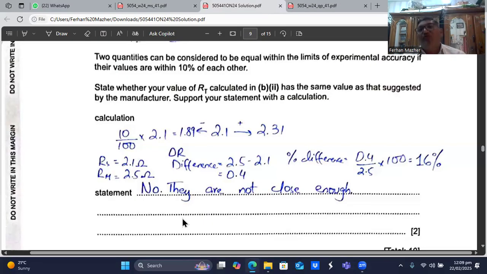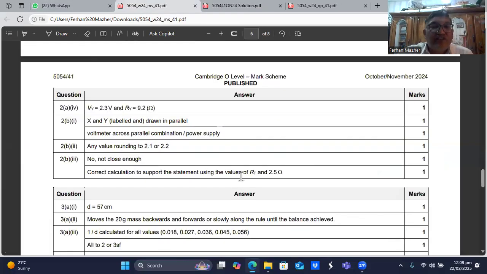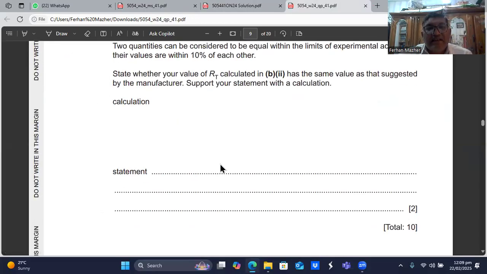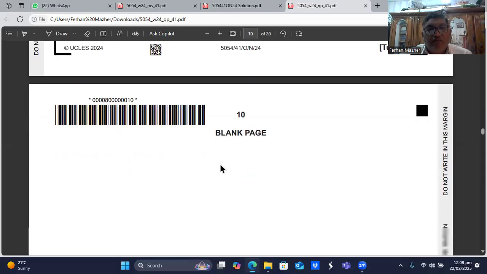Up to 10% difference is acceptable. Up to 16% difference is not acceptable. So the readings are not close enough. They do not agree with each other. Okay, so we have to show this calculation. The calculation which we are supposed to show is this calculation. Okay, this way. I hope you understand this. And so we are going to the next question.